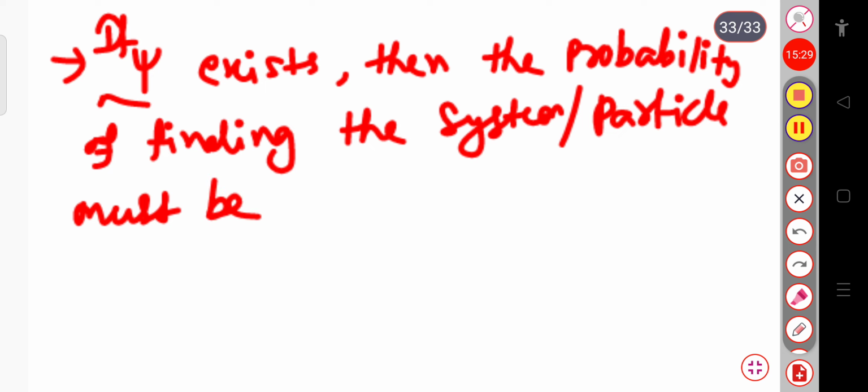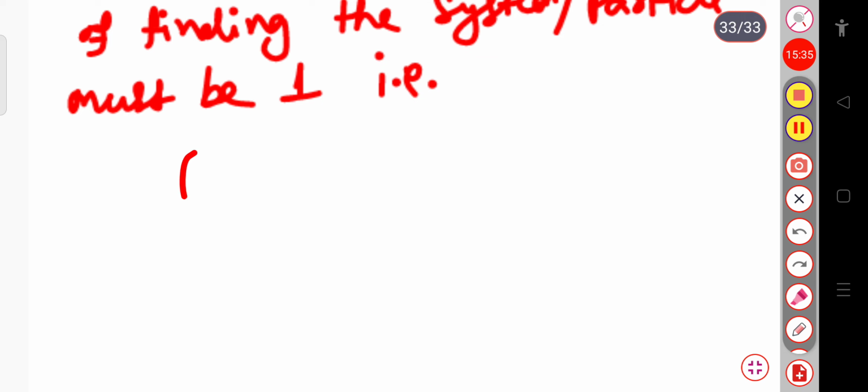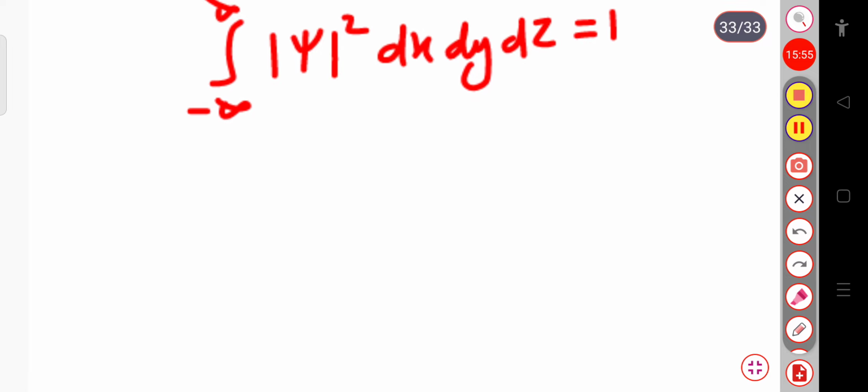That is, we can write it mathematically: integration over minus infinity to plus infinity of modulus of psi square into dx dy dz. This is in a 3-dimensional system. This is equal to 1. So the probability of finding the system anywhere within this region, minus infinity to plus infinity, should be equal to 1.